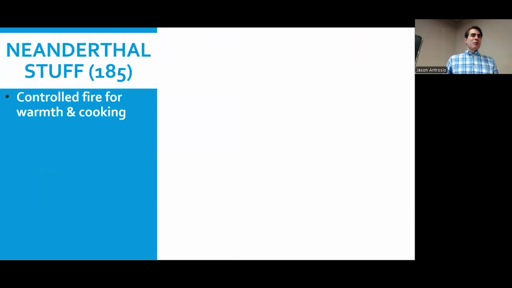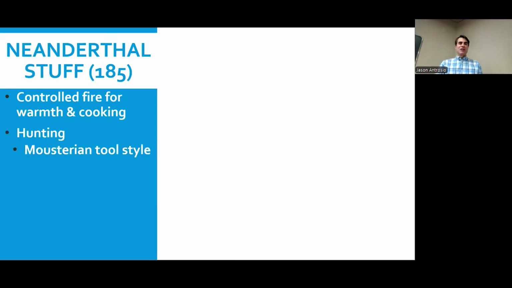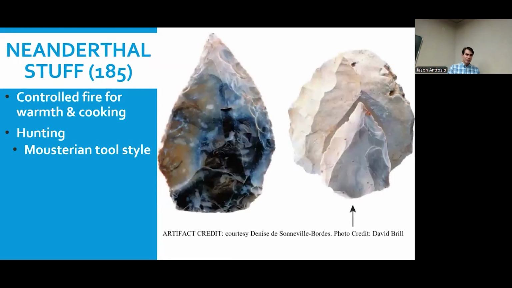They were probably able to control fire, like we talked about with Middle Pleistocene Homo. They could cook and get some warmth out of it. They did a decent amount of hunting, and they even had their own tool style called the Mousterian tool style, with which they were able to make cool looking tools. So they were pretty adapted to cold climate areas and had a pretty good run across this range of Eurasia.